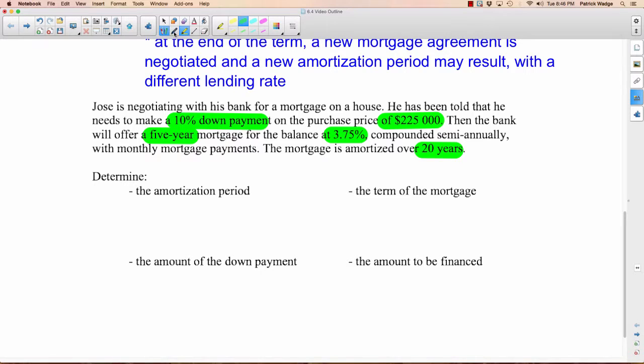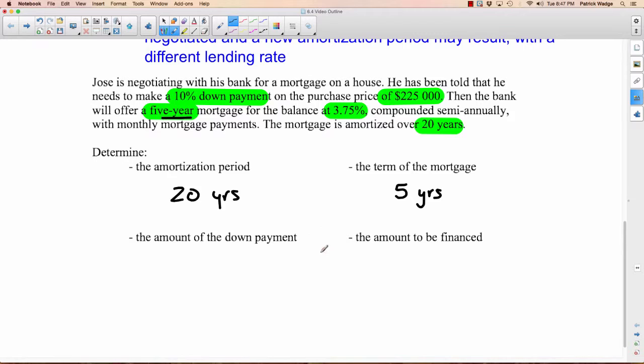All right, so let's write down some of the things we need to know here. What's the amortization period? Well, it says right here, the mortgage is amortized over 20 years. So the amortization period, 20 years. What's the term? The term is 5 years. So it's just like the example I gave up above, unfortunately. We're saying we're going to get the whole house paid off in 20 years, but we're just going to enter into a 5-year agreement when it comes to the actual terms right now. What's the amount of the down payment?